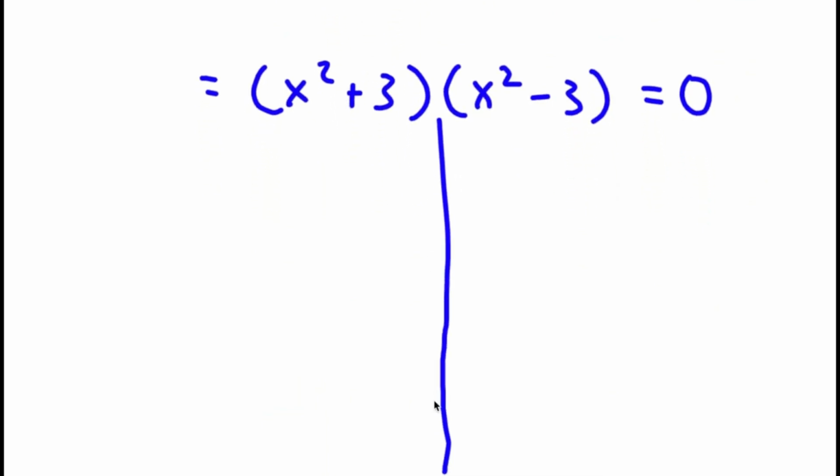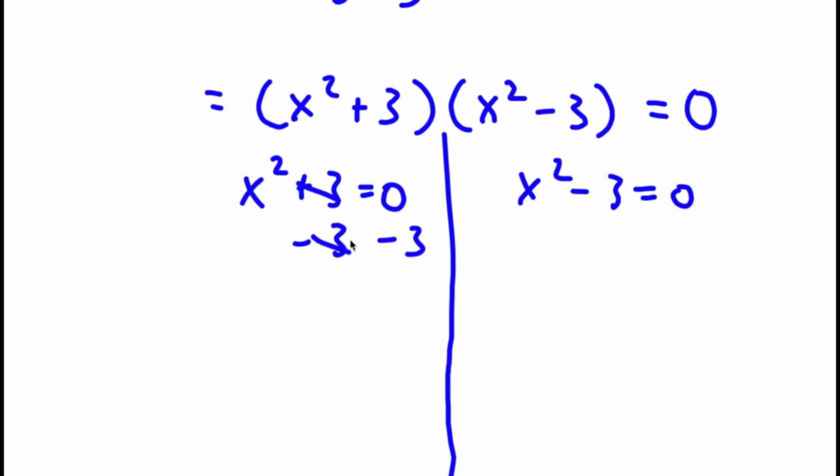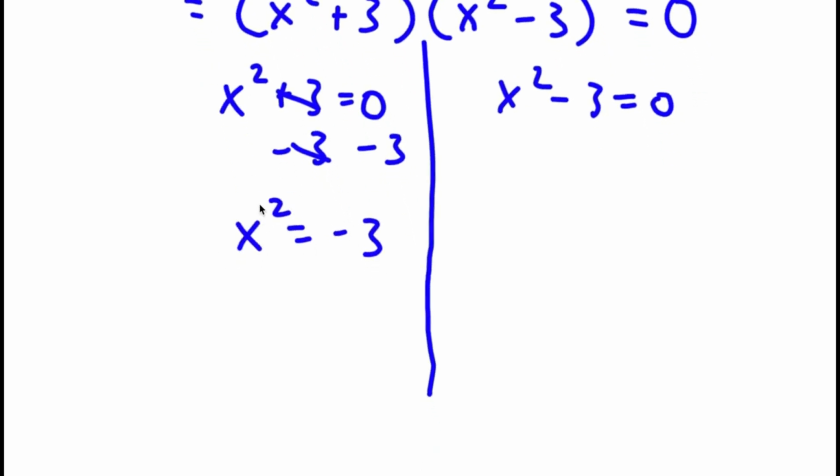Now I can split this into two equations. I have x to the power of 2 plus 3 is equal to 0, and I have x to the power of 2 minus 3 is equal to 0. So for x to the power of 2 plus 3 equals 0, I can simply subtract 3 on both sides, and I'll be left with x to the power of 2 equals negative 3.